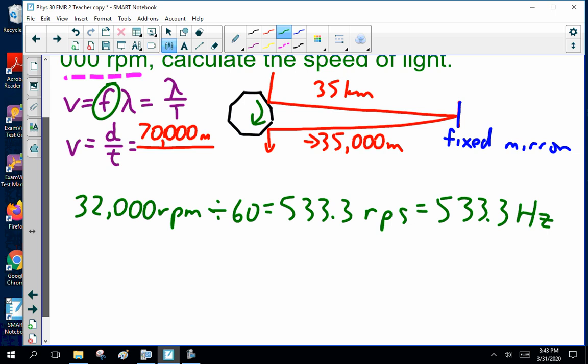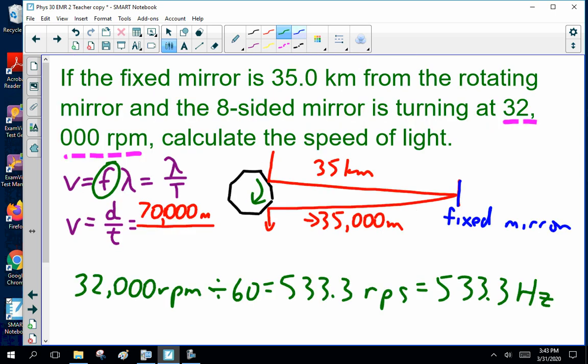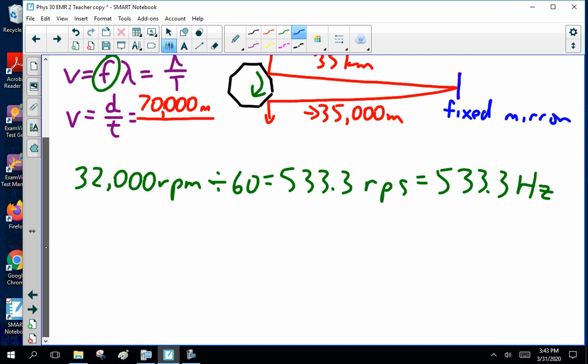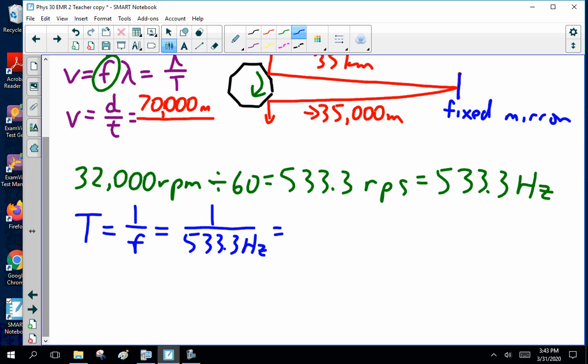Now, period is 1 over frequency. So the period for this is 1 over 533.3 hertz, which gives me a period of roughly 0.00, Mr. Calculator says 1875 seconds. All right, now, so far so good.